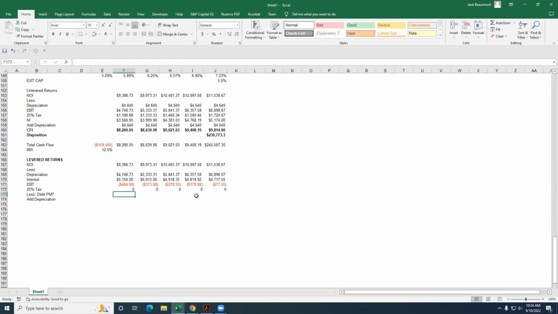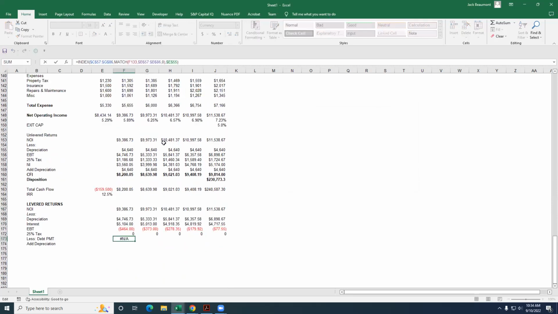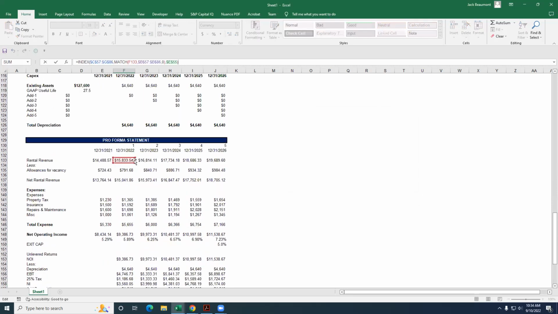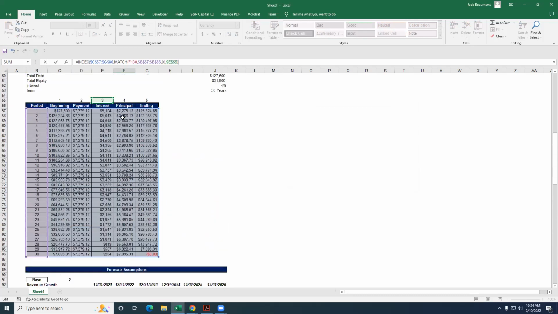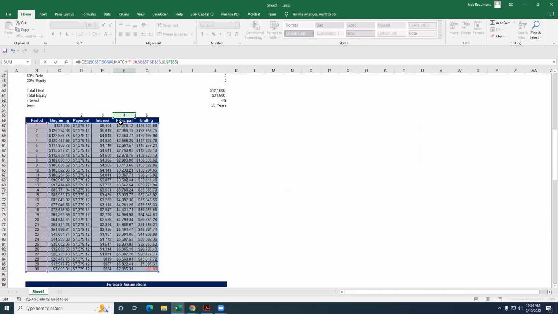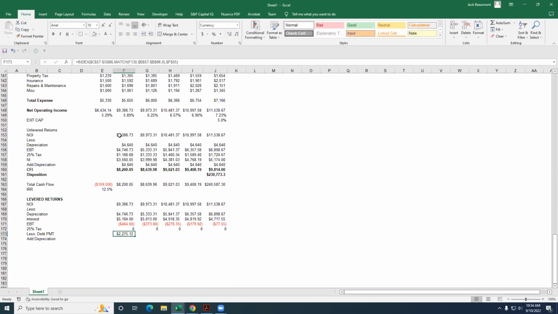So then we're going to do the same. I'm going to copy this actually, except now it's going to take that up to there. And I'm going to change this to the principal payments. Copy that across. Then add equals to depreciation.